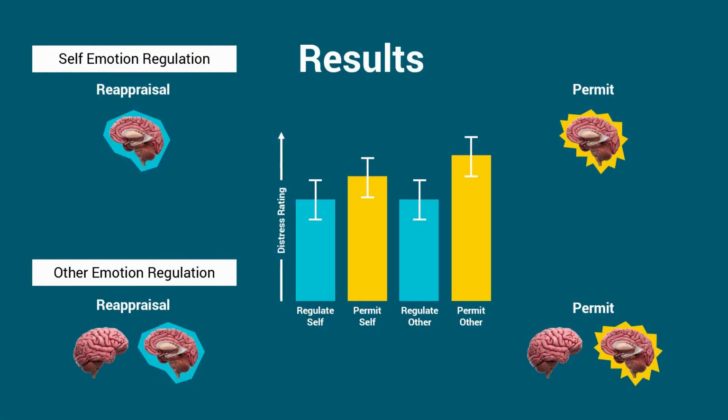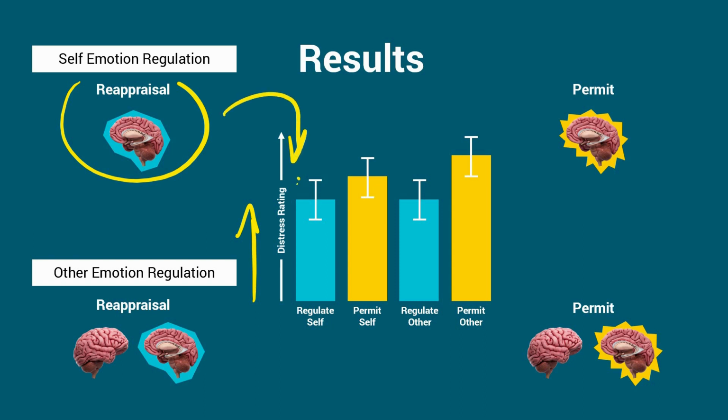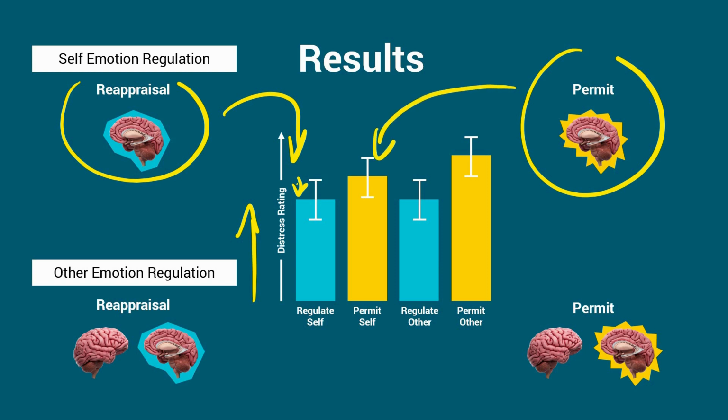Now, here we can look at a scale of distress. So ideally, we want a lower level of distress. That'll mean that we're doing well. So what we see here is when an individual is applying the reappraisal strategy on themselves, then they experience a generally lower level of distress. If someone permits the emotion to run its course, so they're not applying any reappraisal, then we see they have a bit of a higher level of distress.